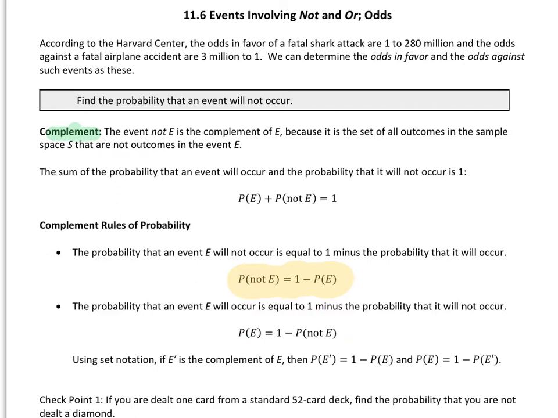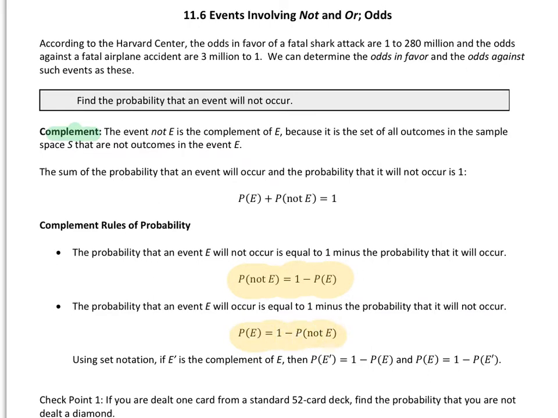All right, so if you were to use set notation, notice this E prime, that's called the complement, that's just the notation. So you could say the probability of the complement of E equals 1 minus the probability of that event E happening, or vice versa. The probability of that event is 1 minus the probability of its complement. All right, so really the two most important things right now are these right here.